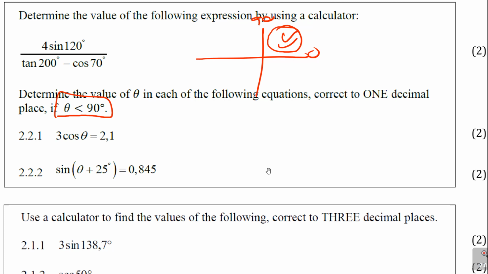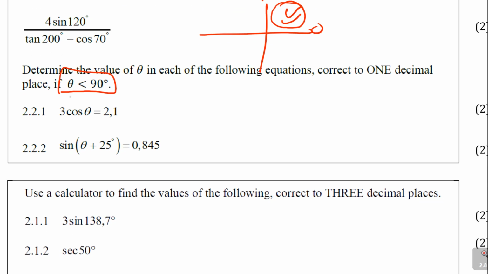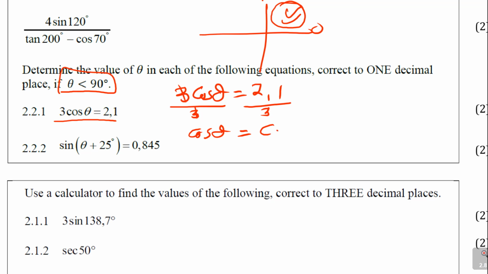Now look at this. 3 cos theta is equal to this. Simple. Now if I say to you 3 cos theta is equal to 2.1, then how do I remove 3? I divide by 3 both sides there. Then cos theta is equal to 2.1 over 3.